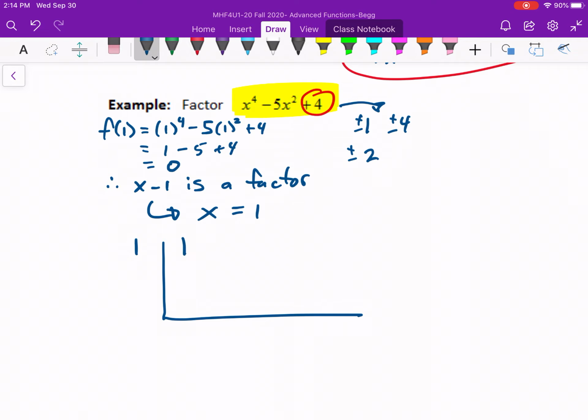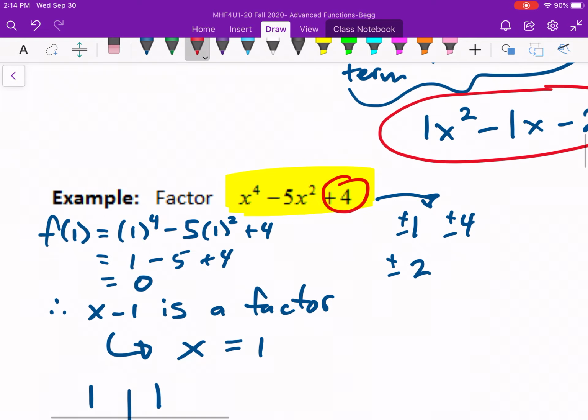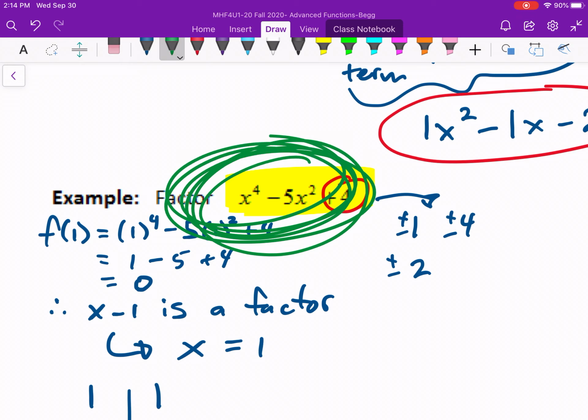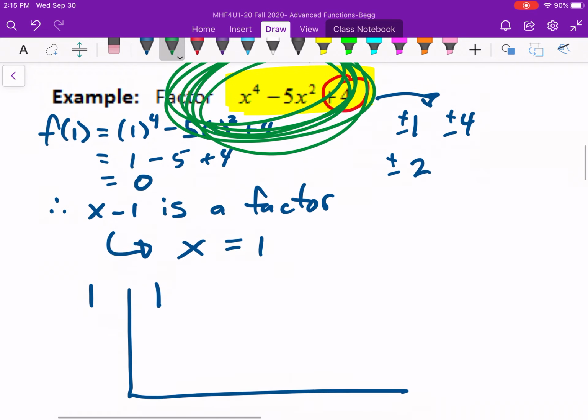But then notice what's happening. How can I highlight this even more? What I'm circling green, notice how between x to the 4 and minus 5x squared, there should be an x cubed term. There isn't one. It just means that the coefficient would be 0. But I can't leave that out.